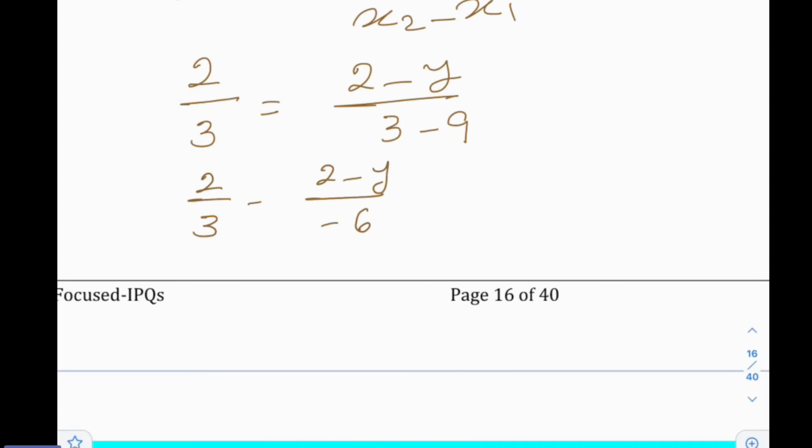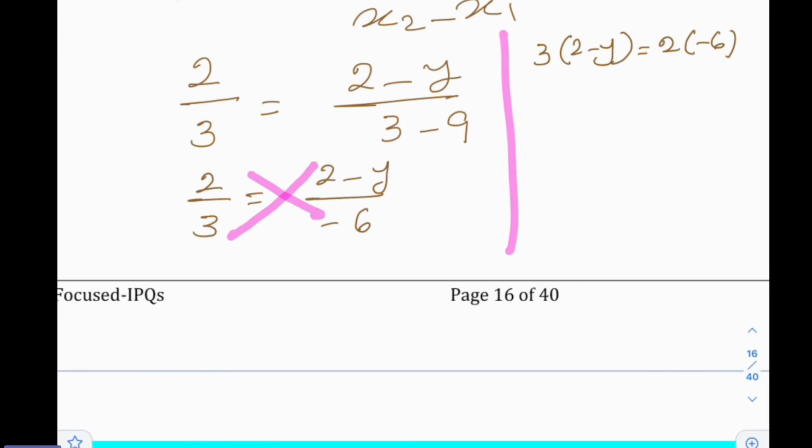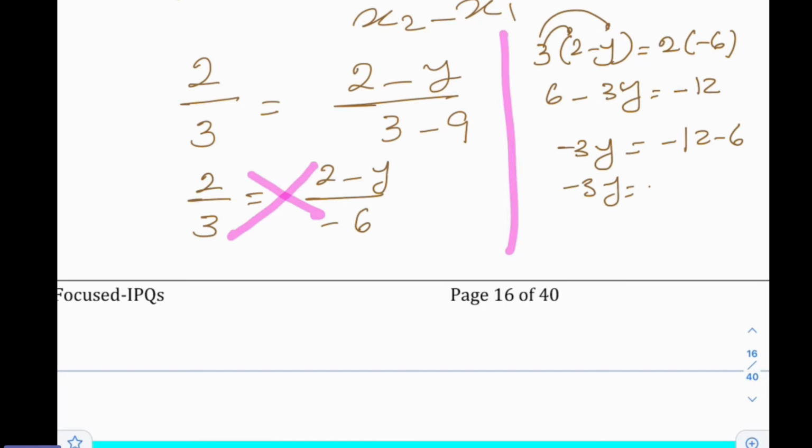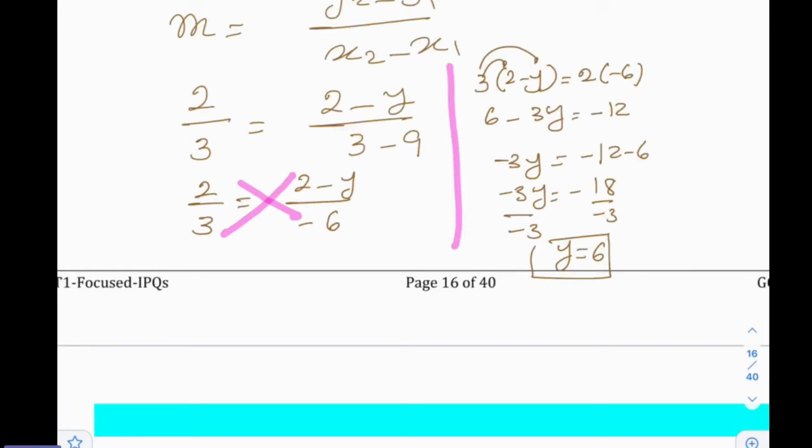Now cross multiply. So this will lead to 3 times 2 minus y equals 2 times minus 6. 6 minus 3y equals negative 12. Negative 3y equals negative 12 minus 6, which is negative 18. Divide by negative 3, so y is 6. This is y.